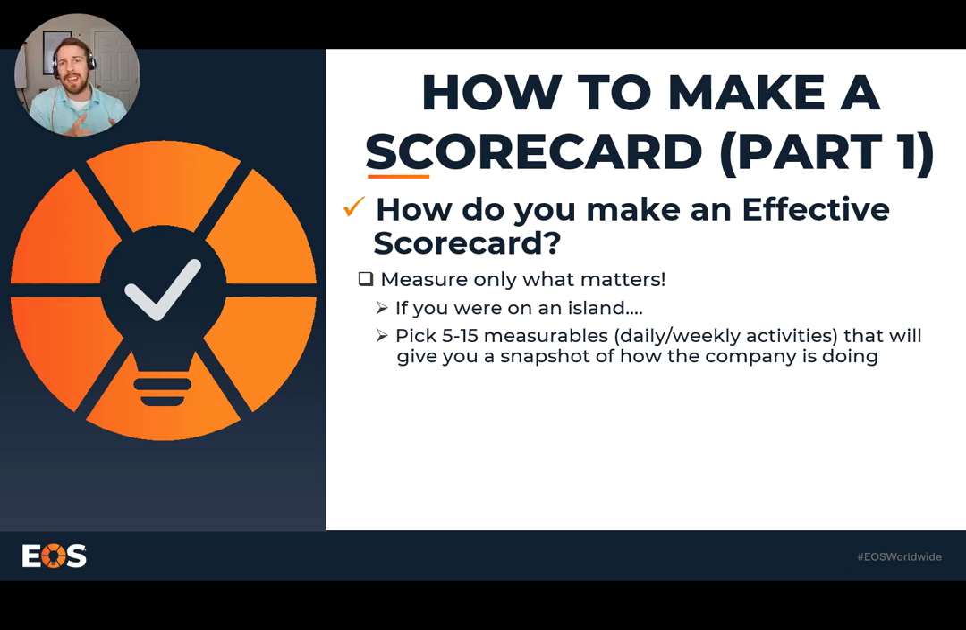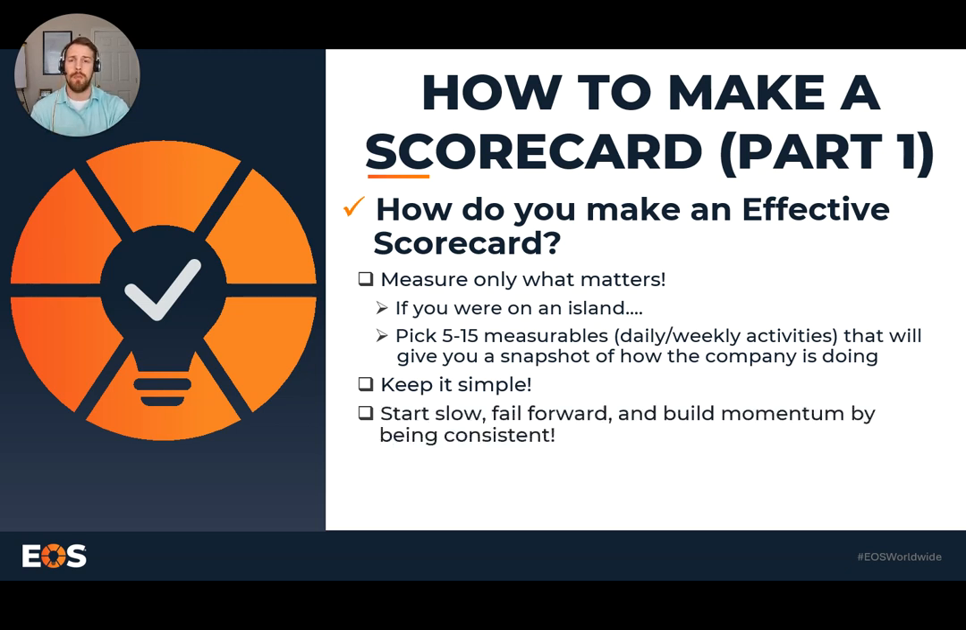And so if you take this exercise seriously, you actually will come up with 5 to 15 numbers that show you how our company is doing. Are we on track? Are we off track? Are we heading in the right direction? And so that's a way to make sure you're making it effective. Now, keep it simple. Start slow, fail forward. It takes about 3 to 6 months, sometimes longer, for the scorecard to get really effective.